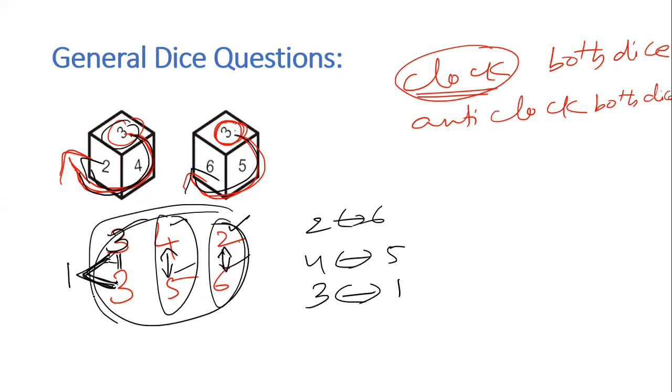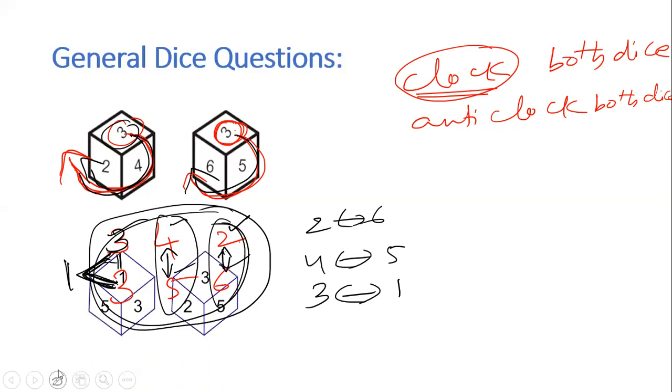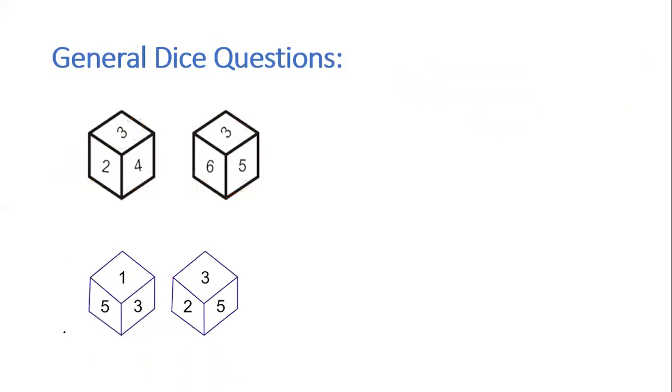Now what is the element which is missing here? 1. So 1 and 3 are opposite. Okay. When two elements are common, you just have to ignore the two common elements. That is 5, 3, 5, 3 common elements. Then 1 and 2 are opposite here.